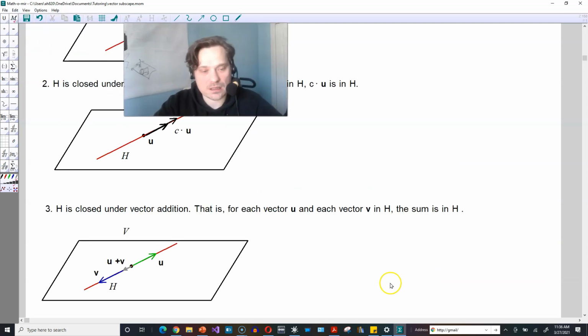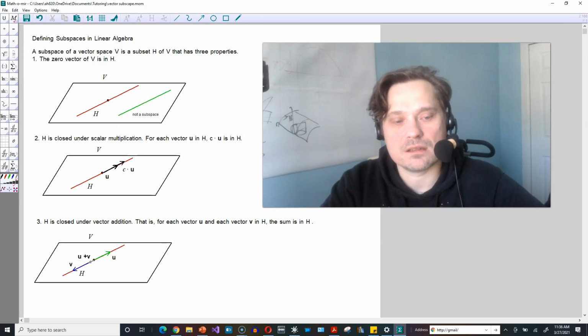So what I'm going to do now is the following. Friends, I've zoomed out here so you can see all of the different pictures and the parts of the definitions.